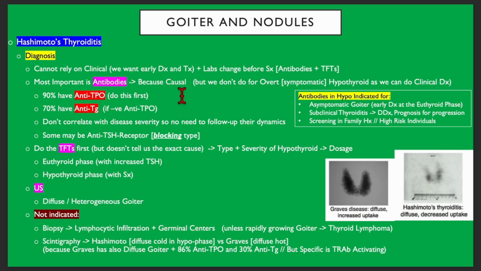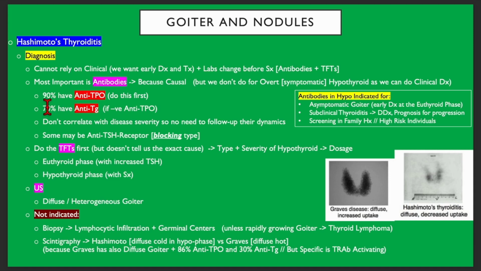Diagnosis. Yeah, most important for here is the antibodies. You cannot rely on clinical because we said there is two phases, and the first phase is the normal one, asymptomatic. The labs change before the symptoms, so let's use the TFTs and the antibodies. So do the antibodies. 90% have the anti-TPO to the thyroid peroxidase. Do this first, and this is what is mostly used.